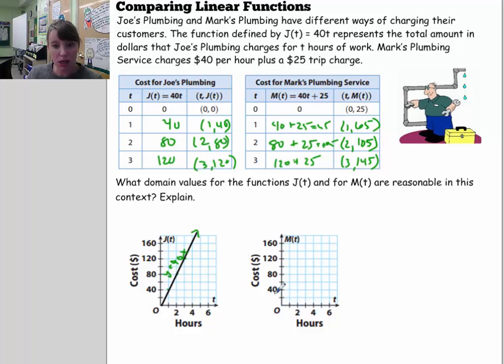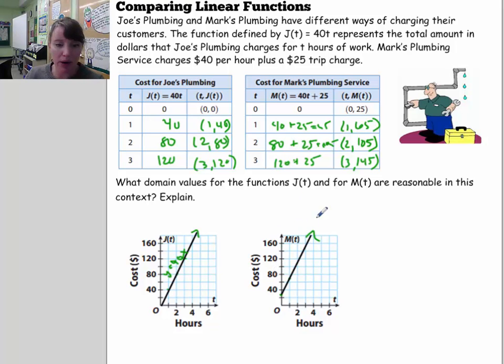Here it's going to start already at 25, so the y-intercept is going to be 25, like right here. And the slope is going to be 40, so it's up 40. So if they each go up 20, I'll go up 1, 20, 40, and over 1. Do the same thing, 20, 40 over 1, like that. 20, 40 over 1. So here is Mark's Plumbing business. So y is equal to 40x plus 25 should be on that.